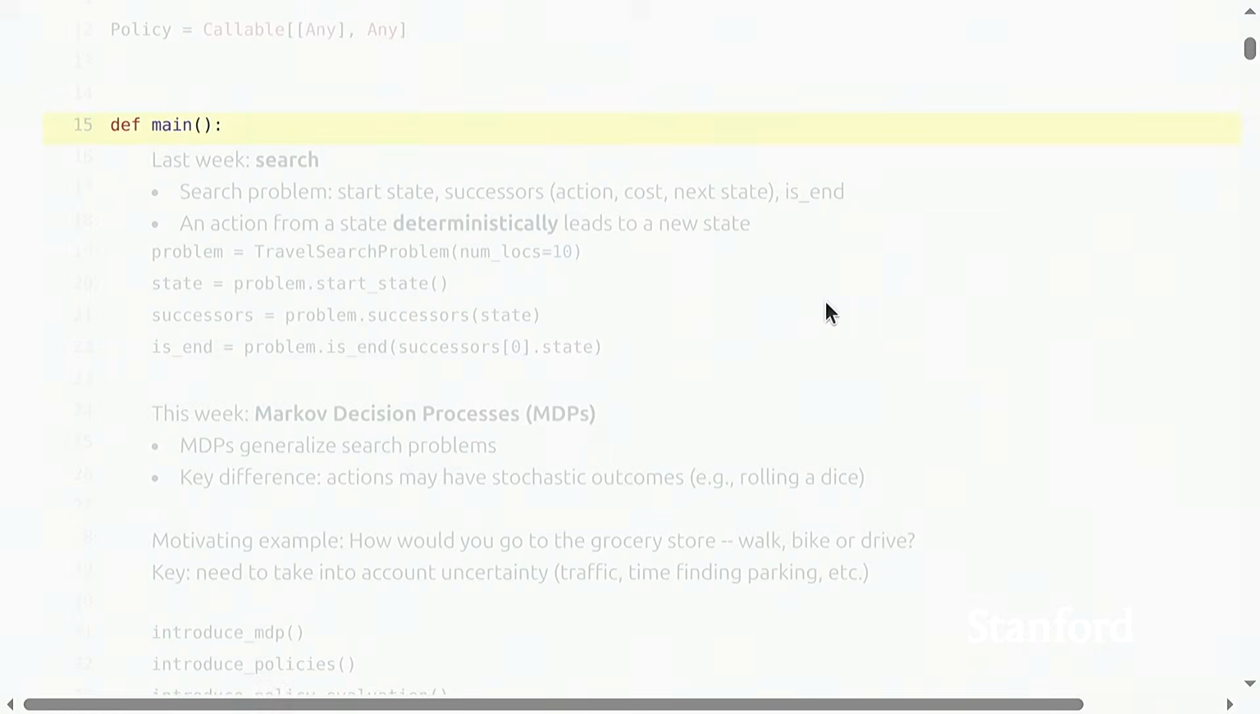Okay, thanks everyone for coming on this rainy day. This week we're going to talk about Markov decision processes and reinforcement learning.